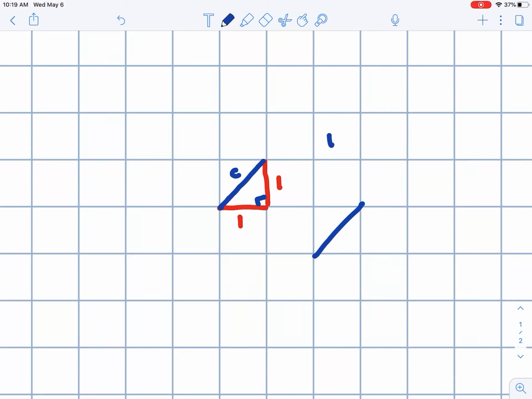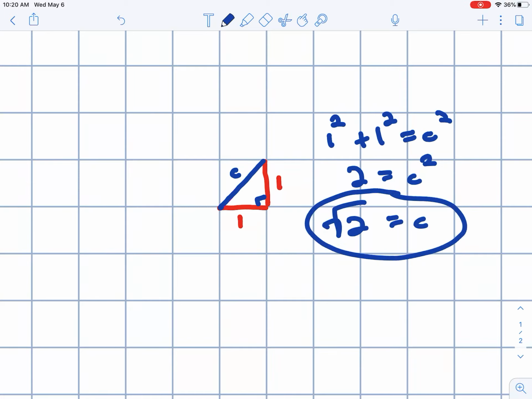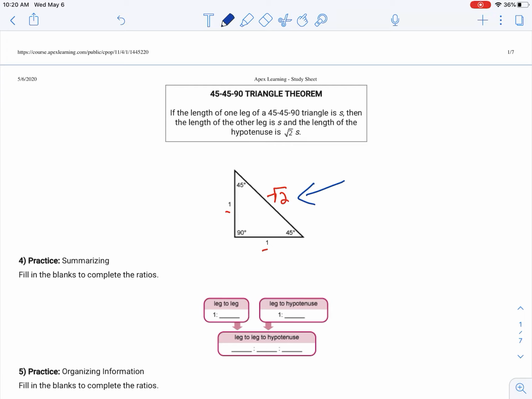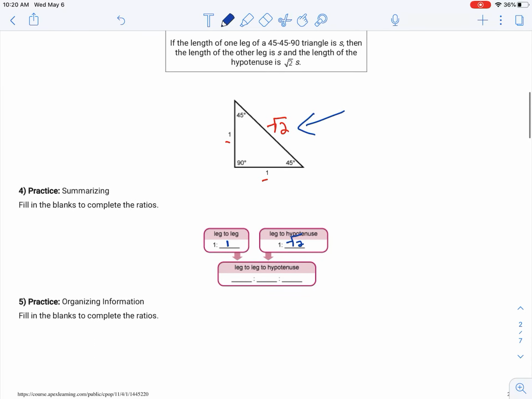So if I wanted to solve for that c, I would go 1 squared plus 1 squared is c squared. 1 squared is 1, so 1 plus 1 is 2, which is equal to c squared. Then I take the square root of both sides, and I get the square root of 2, which is about 1.41, longer than 1. So that is the proof of why this is the square root of 2. Leg to leg is 1, leg to hypotenuse is the square root of 2. So 1, 1, square root of 2.